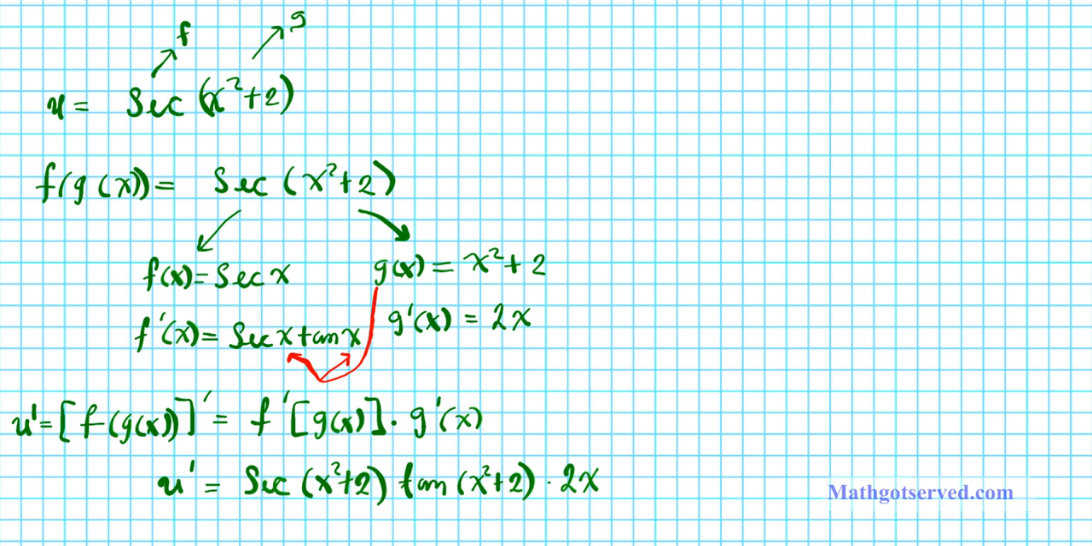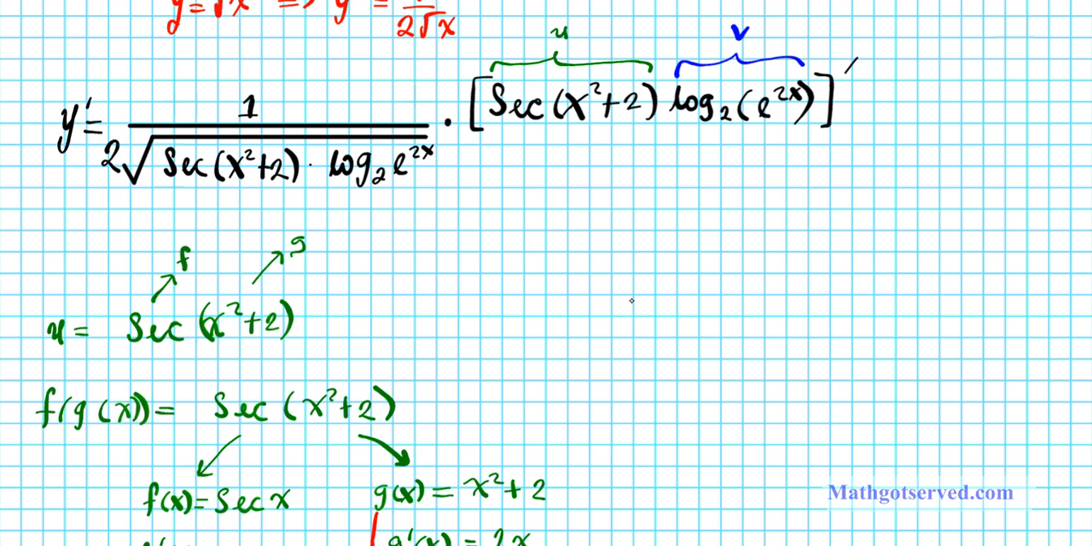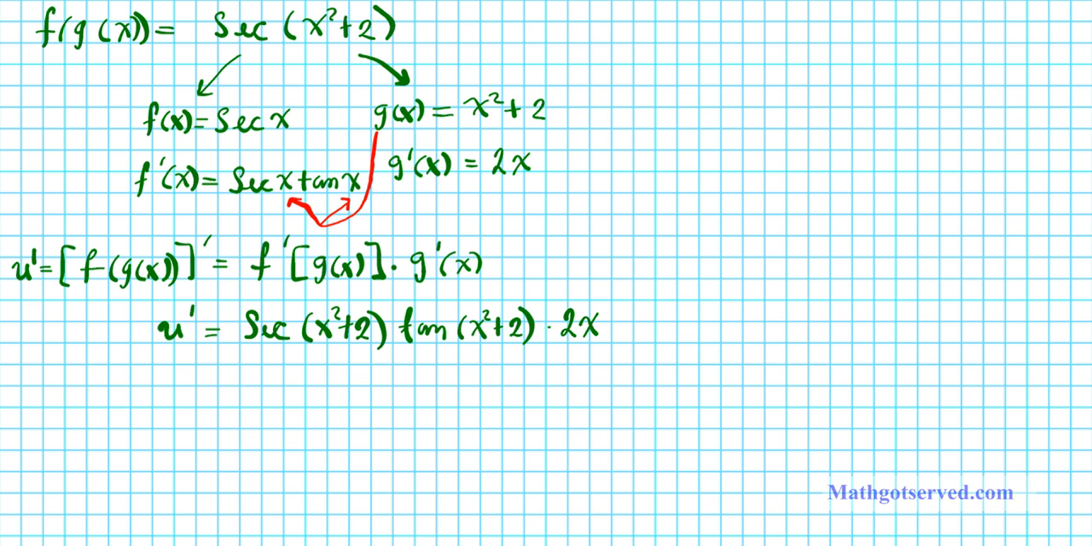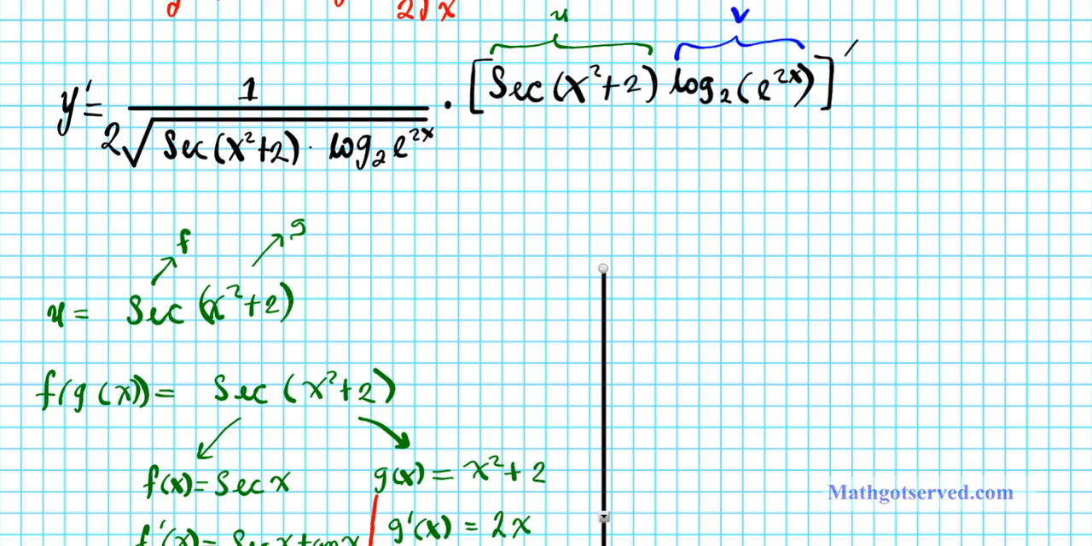Now that we have u prime, we want to go ahead and find out what v prime is. So v is also a composite function, a composition of three functions. So let's partition our workspace. I want to see how much space I have to work with. So let's divvy it up right here. Okay, now we have v, as indicated earlier, is a composition of three functions. So v of x, v is log base 2 of e to the 2x.